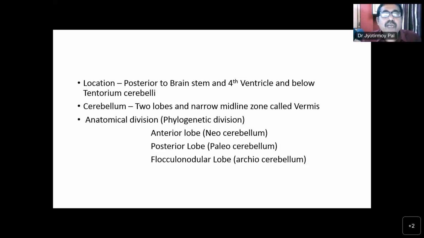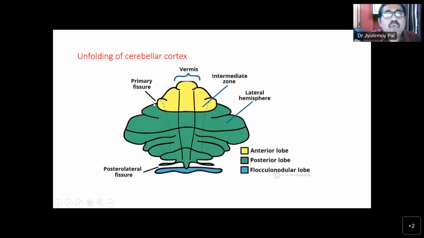Location: it is posterior to the brainstem and fourth ventricle and below the tentorium cerebelli. The cerebellum basically has two lobes, two hemispheres, connected by a midline zone called the vermis. So these are two hemispheres connected by the vermis midline zone.